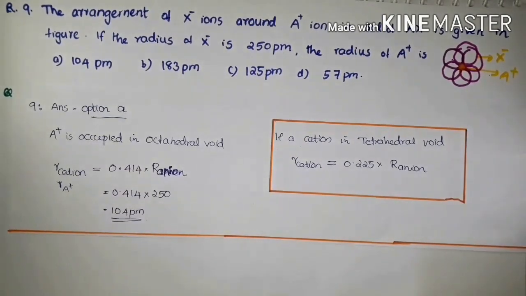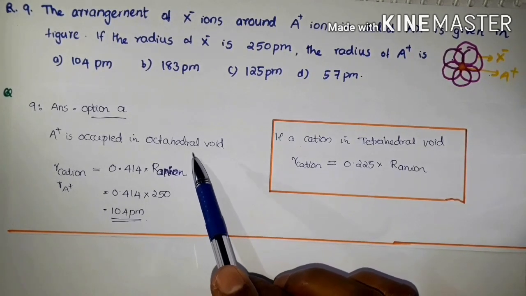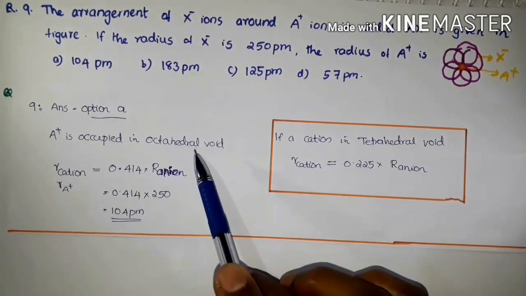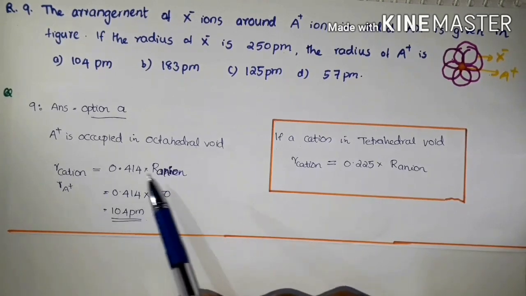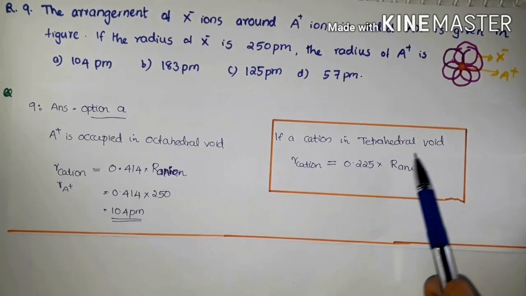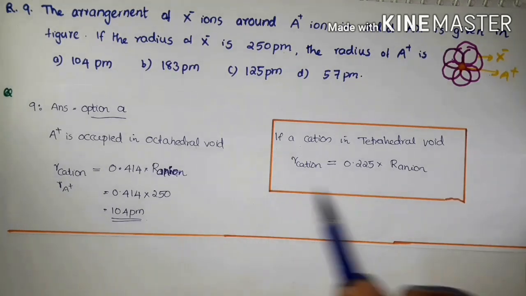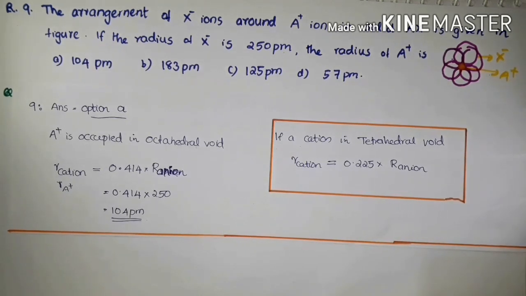So generally in HCP and CCP crystals, two types of voids are there, octahedral and tetrahedral void. For octahedral void, the relationship between radius of cation and radius of anion is 0.414 into radius of anion. For tetrahedral void, radius of cation equals 0.225 into radius of anion. So remember these two equations.